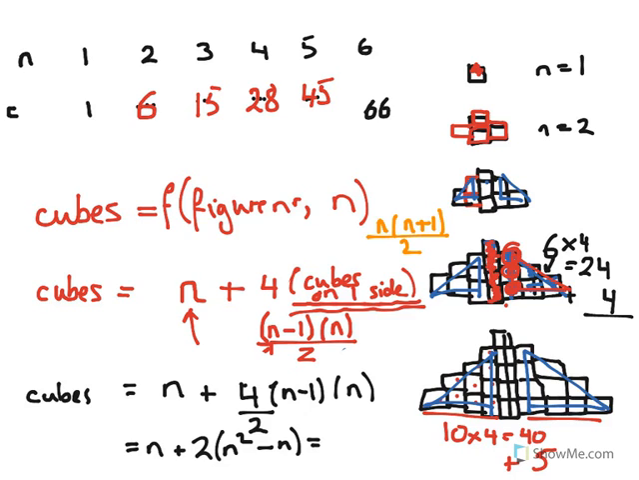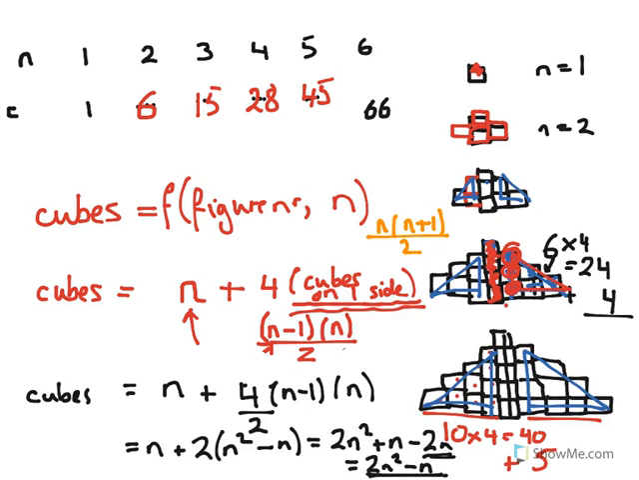This can be simplified even further. We get 2 lots of n squared plus n minus 2n. 2 times minus n is minus 2n, and we've got a plus n there as well. So this gives us an expression of 2n squared minus n. So I think that we can represent the number of cubes as being 2 lots of n squared minus n. Let's see if that works.